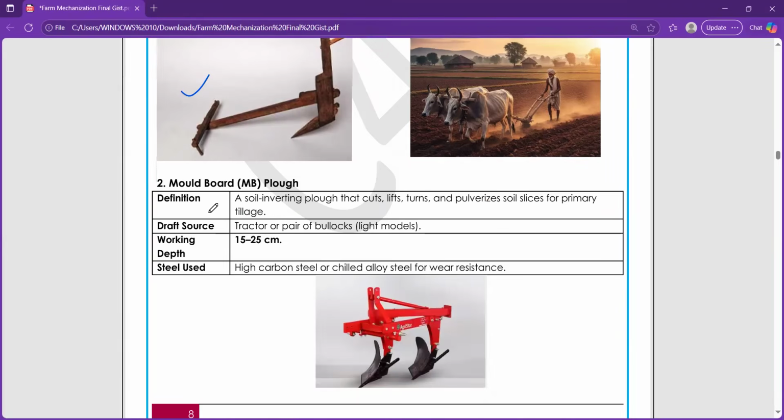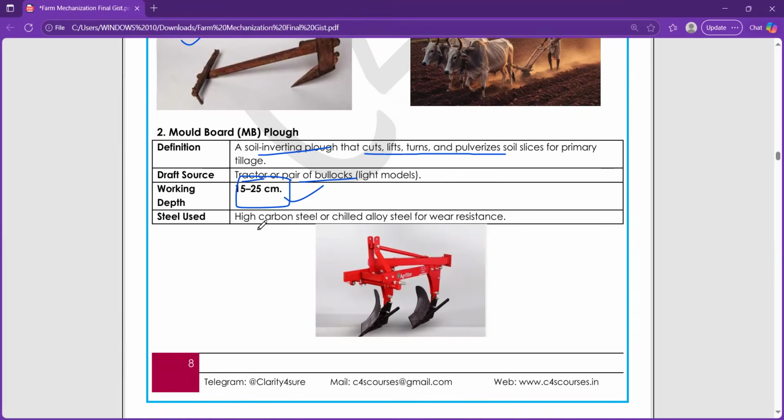Next, we have the mould board plough. It is a soil-inverting plough that cuts, lifts, and pulverizes soil slices for primary tillage. It can be attached to a tractor, or it can be used with a pair of bullocks. The working depth, again very important, is 15 to 25 centimeter. The steel used is high carbon steel or cast iron.